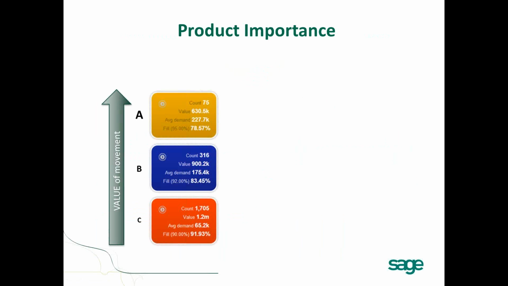We look at your sales contribution based on the value of movement or the value of sales, and then we categorize them into A, B, and C categories, where A's represent, let's say, the top 80% of that value of movement, the B's and C's the remaining 20%. So you end up with a Pareto type breakdown where A's are much more important than B's and B's are much more important than C's.